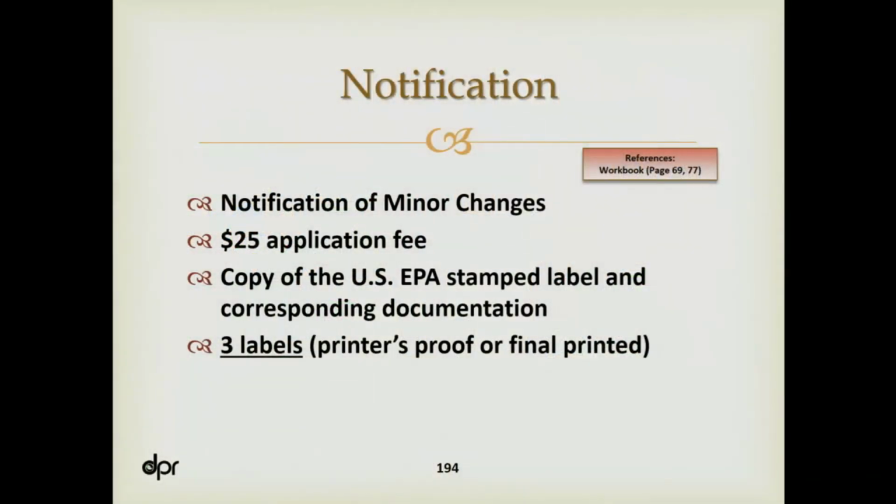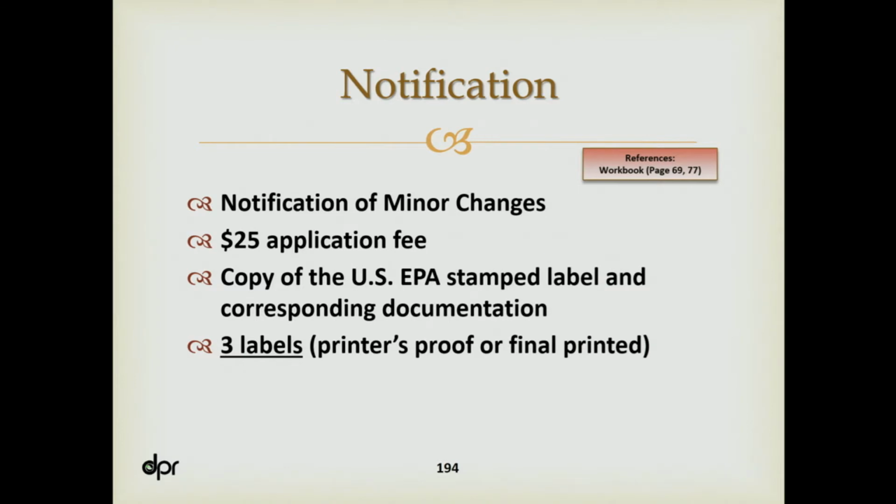All right. So we need the form of the notification of minor changes. It's a $25 application fee. The copy of the US EPA standard accepted label, corresponding documentation, and only 3 labels of the printer proof or final printed labels.